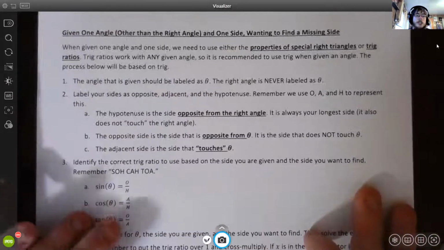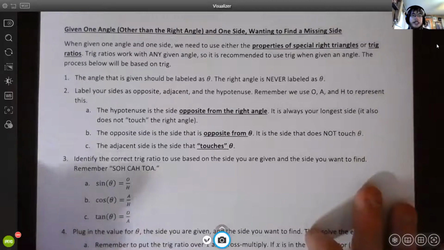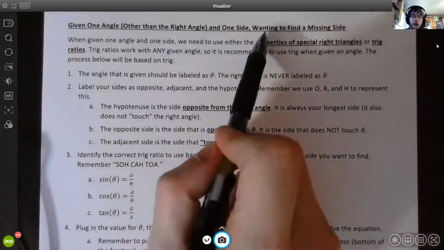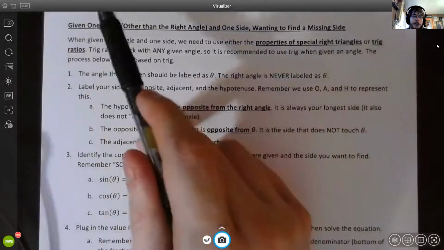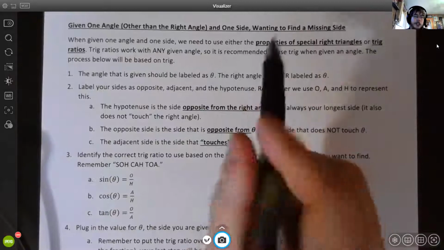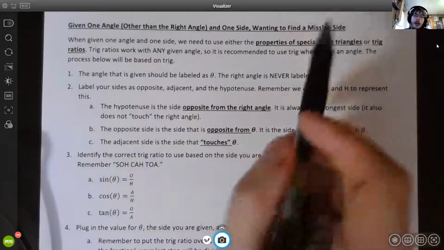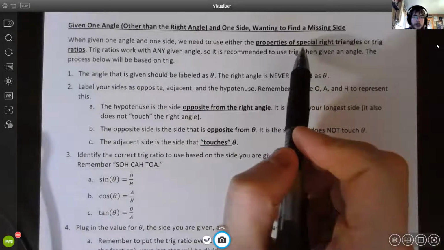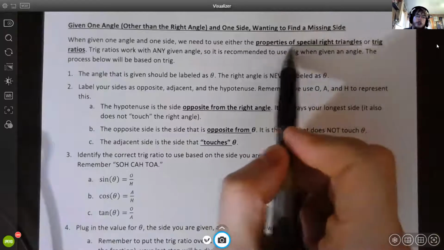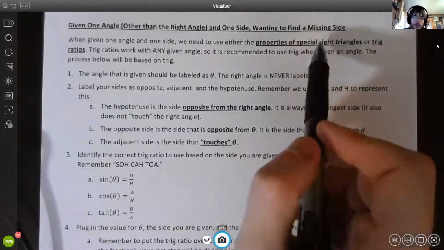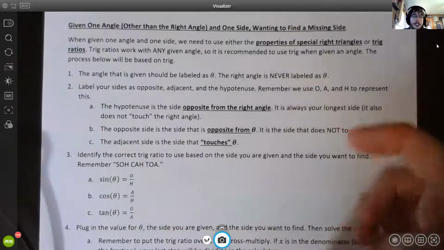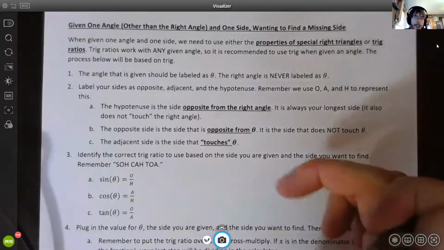The other situation for finding missing sides is that you are given one angle other than the right angle and one side, and you're wanting to find a missing side. Okay, so if you're given one angle and one side and you want to find another side, this is where I would suggest you use trig. You could use the properties of special right triangles for some of them, but here's the thing, guys. This is not a general case. This only works with 3 different specific angles, okay? Trig ratios work with any angle. So use it when given an angle and one side.